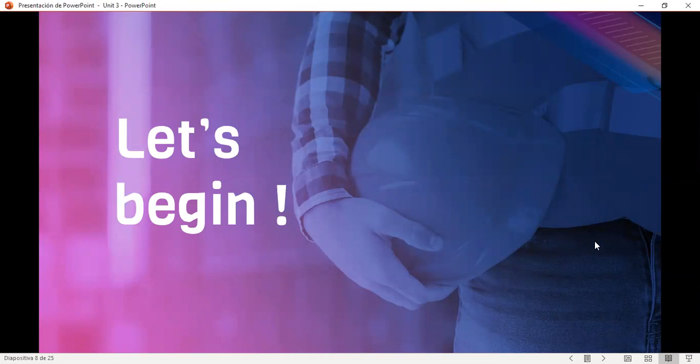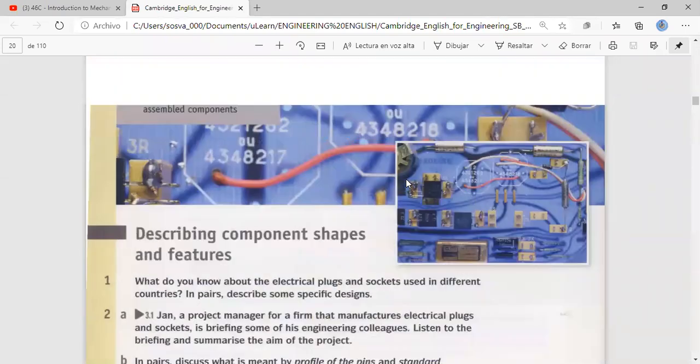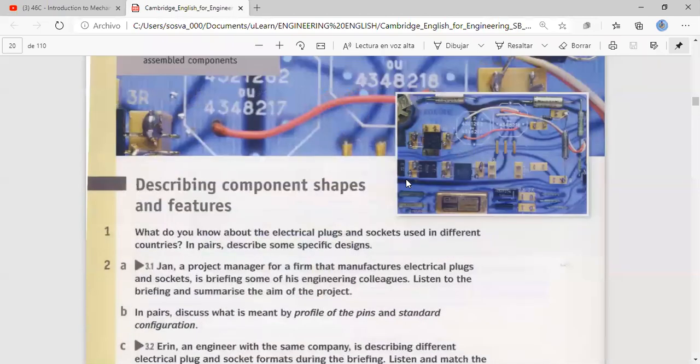Okay, I'm going to change my screen to the book so that you can look at your book now. Are you looking at the book? As you can see, it's what I talked about before in the PowerPoint presentation, components and assembly. Before we start, I want you to think about electrical plugs, like your cell phone chargers, the microwave, the fridge, the TV. Think about those electrical plugs and the sockets. Are they different according to the country?